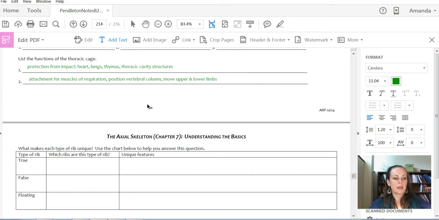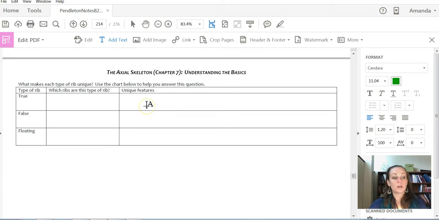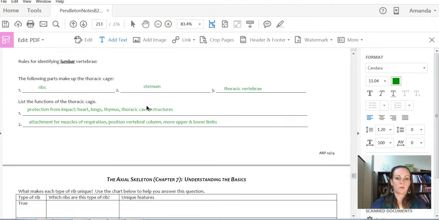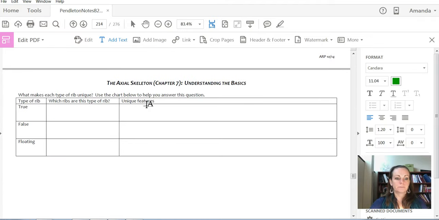Okay, so the thoracic cage does all of these different things. If we look at the ribs next, true ribs are going to be the first 7, so 1 through 7. False ribs are going to be ribs 8 through 12, and then floating ribs are 11 and 12. So ribs 11 and 12 are false, but they're also floating. So what makes the difference here?